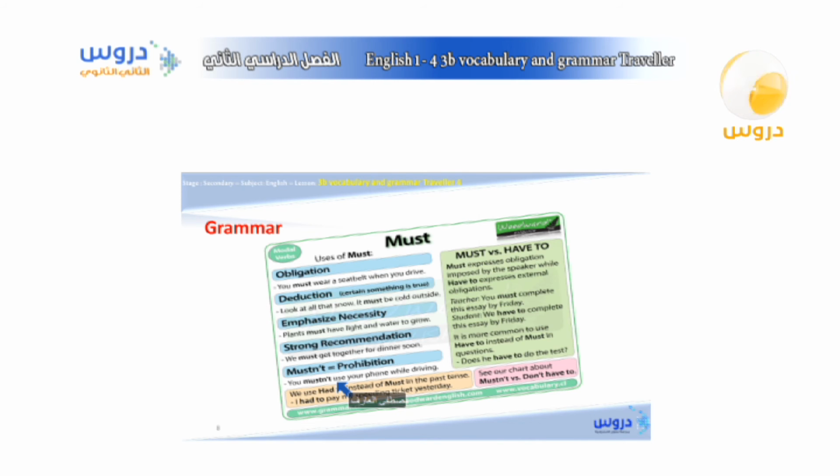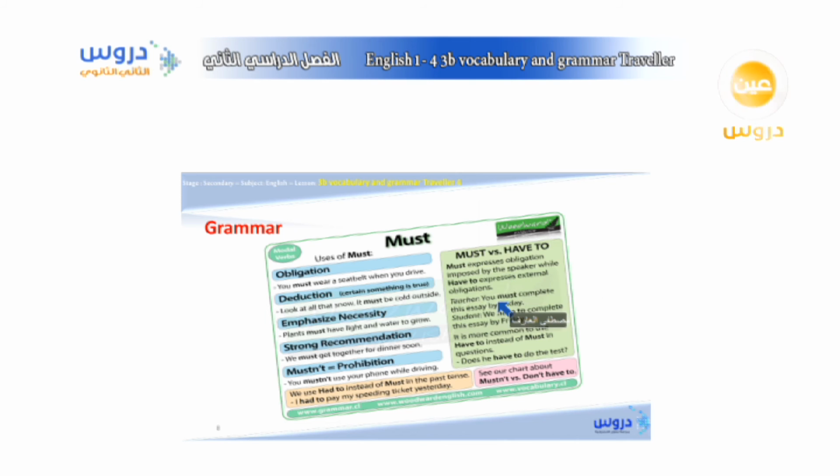Sometimes we can use had to instead of must in the past tense, like I had to pay my pending tickets. I had to take the medicine. Now, which is stronger, must or have to? Must expresses full obligation, very strong obligation imposed by the speaker, while have to expresses external obligation. It's not a big obligation. So must is stronger than have to.